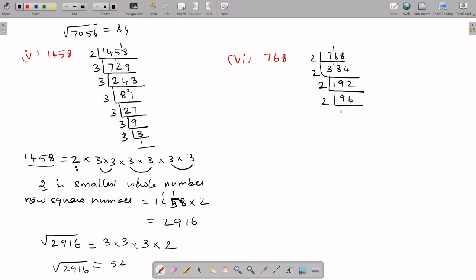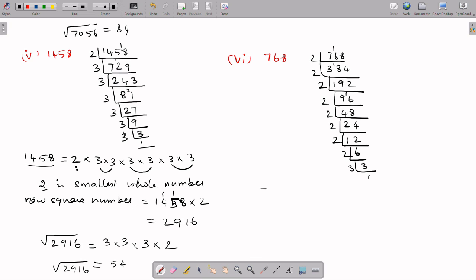4 2s are 8. 8, remaining 1. 8 2s are 16, and here 2. 2 2s are 4, 4 2s are 8. Again you have to use 2. 1 2s are 2, 2 2s are 4. Again you have to use 2. 6 2s are 12. Again you have to use 2. 3 2s are 6. Okay. Again you have to use 3 here. 3 into 1 is 3.